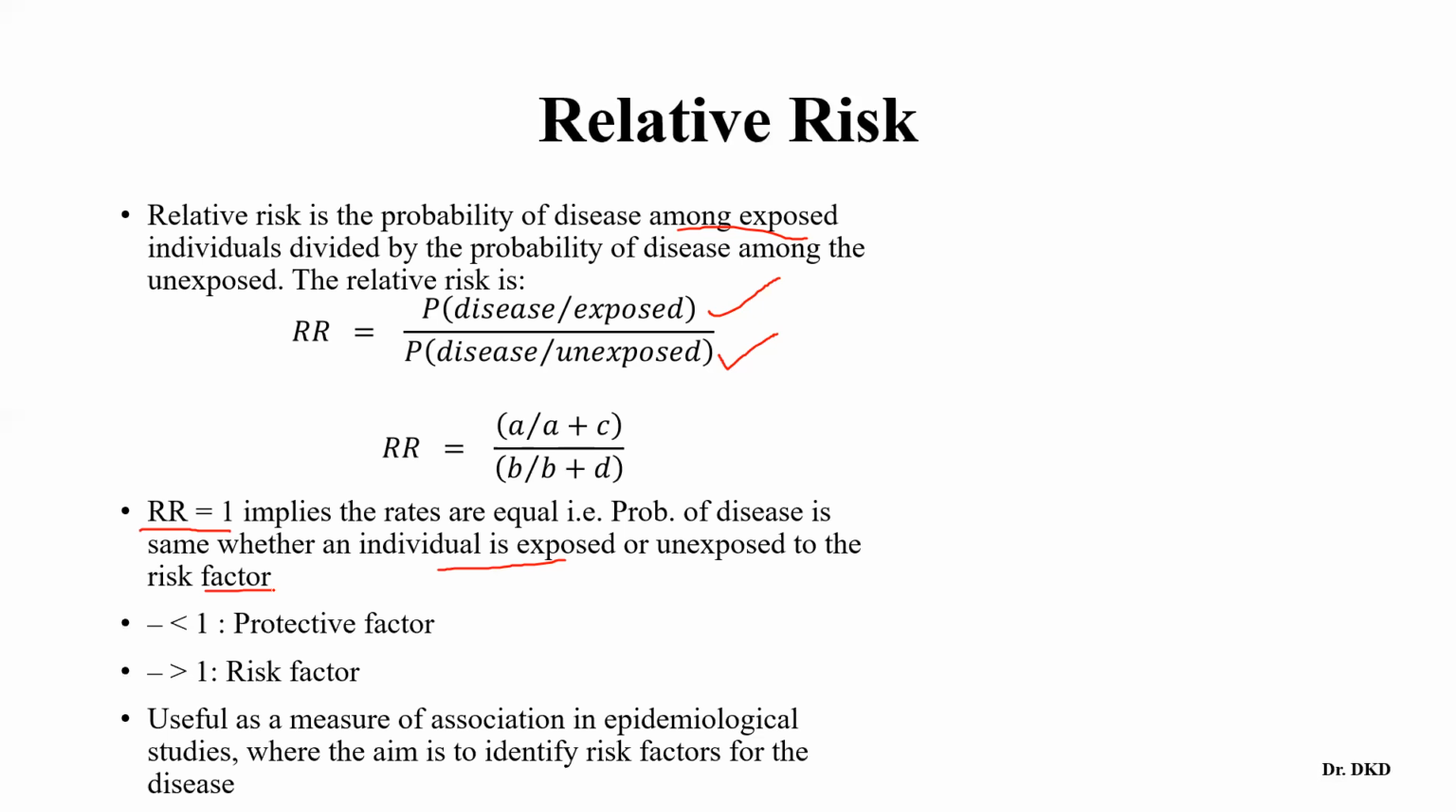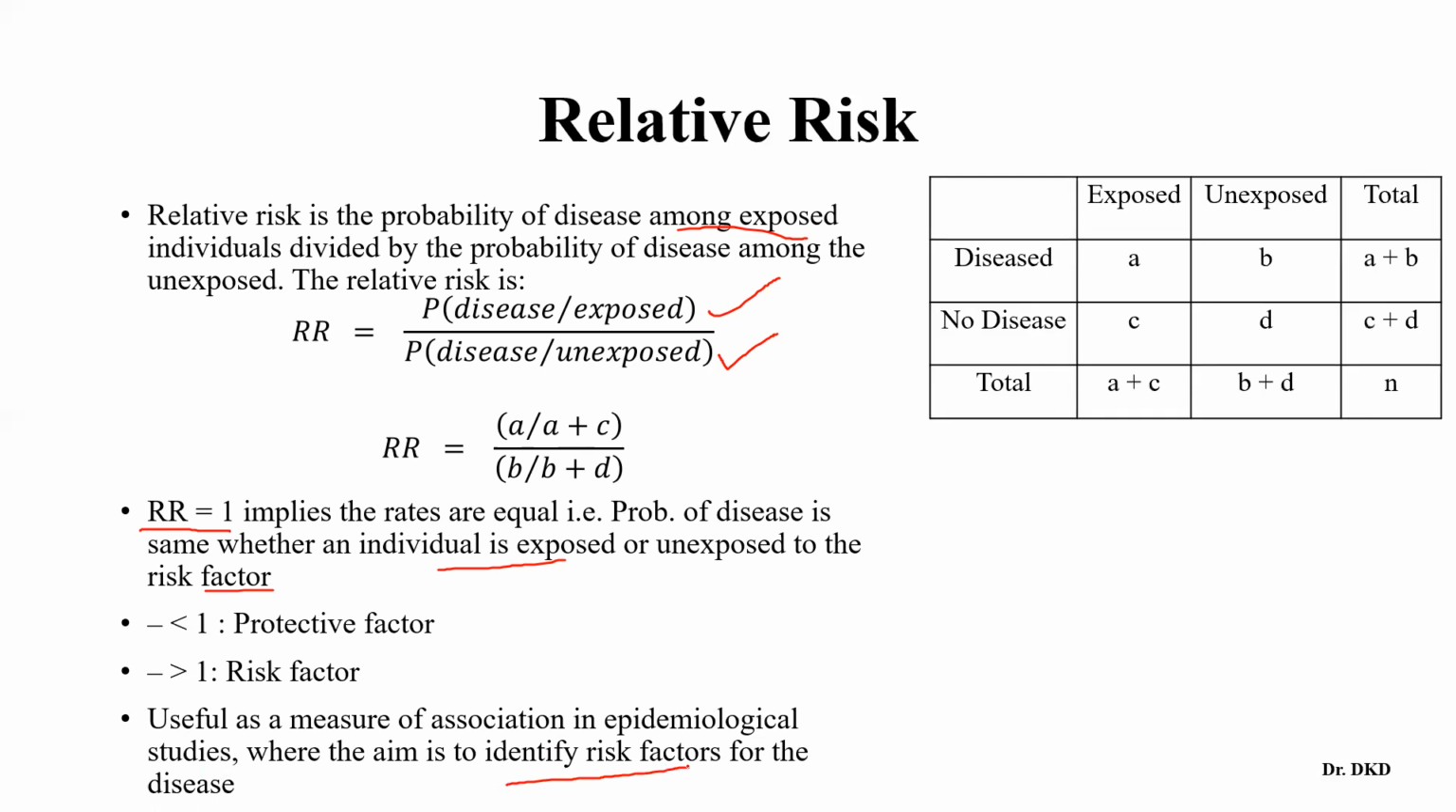Relative risk is very useful as a measure of association in epidemiological studies, where the aim is to identify risk factors for the disease. For example, we have an exposed and an unexposed group, with the number suffering from the disease among the exposed and among the unexposed, and the total number of n persons is given.